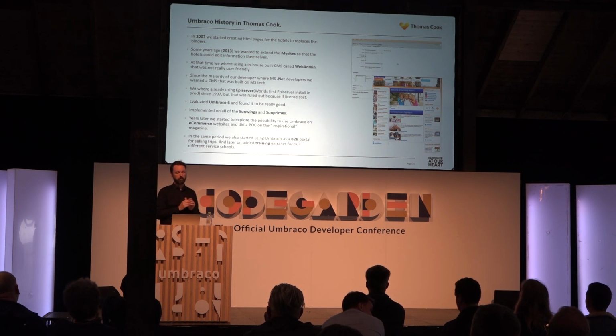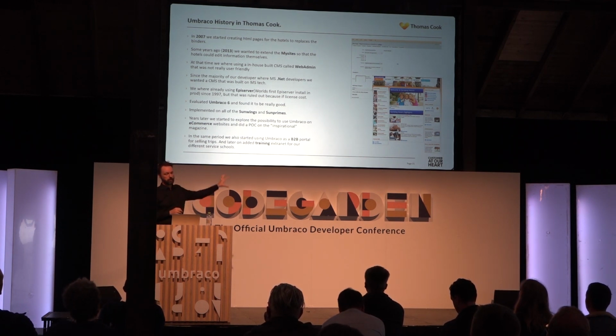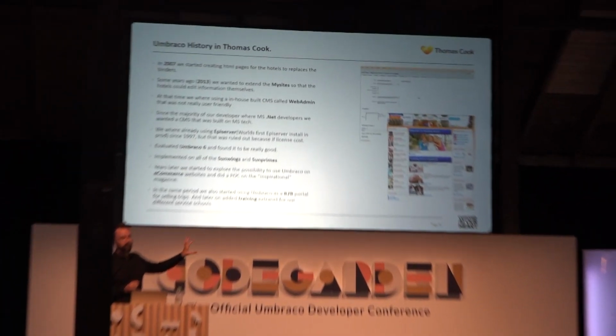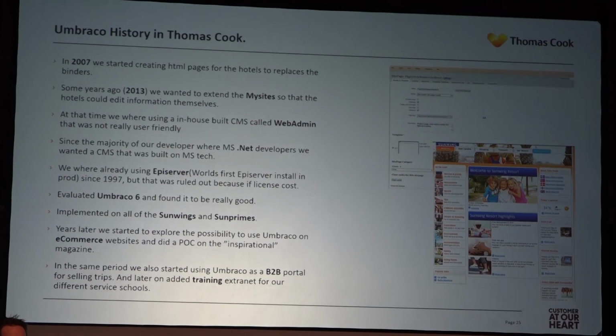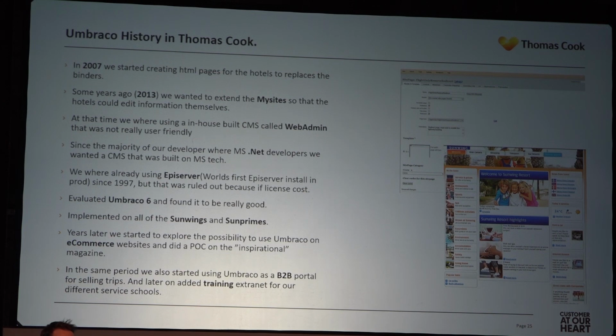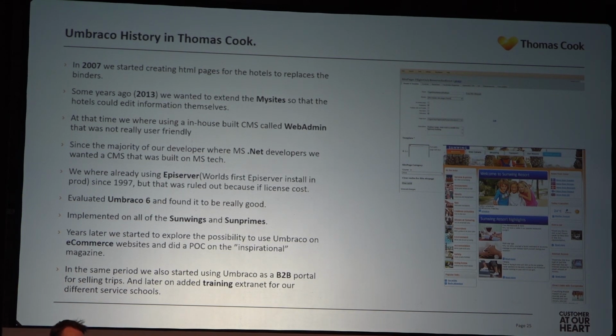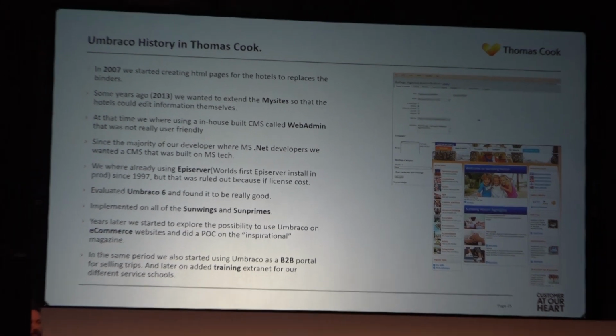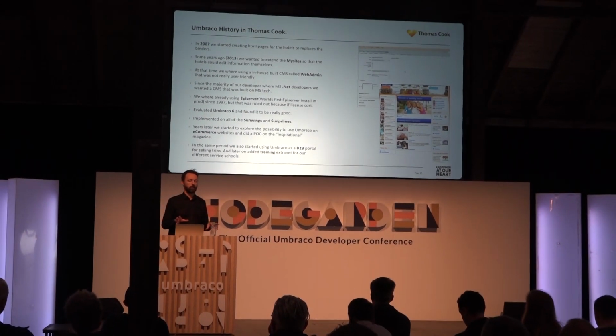The Umbraco history within Thomas Cook is that these pages, the My Sites we created, in 2007 we started to do them in HTML. Then we started using an internal system called Web Admin that was created for the e-commerce websites. But then we wanted the hoteliers or the reception staff to manage the content, and it was not possible to give them access to this internal e-commerce system. So then we started to look around for new CMSs, and we looked into WordPress and Episerver and other options.